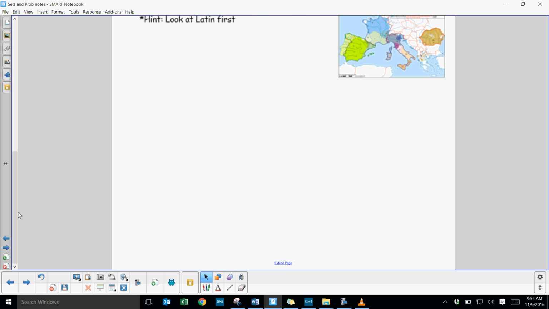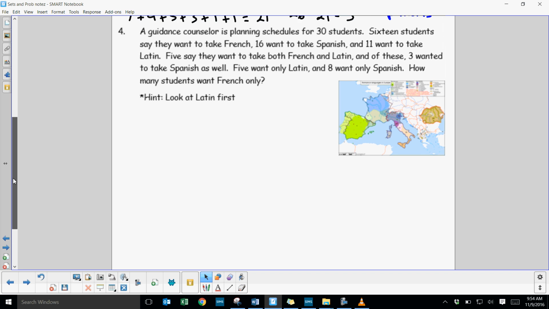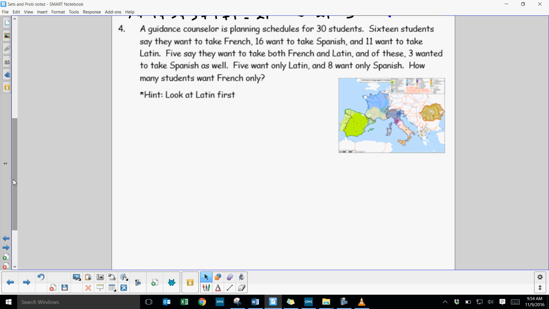Okay, last one, let's have a look. A guidance counsellor is planning schedules for 30 students. 16 students say they want to take French, 16 want to take Spanish, 11 want to take Latin, 5 say they want to take both French and Latin, and so on. 5 want only Latin, that's an interesting one, so the little extra part for Latin that doesn't intersect at all needs to have 5, and 8 want only Spanish. So they're useful ones because you can fill them in immediately.